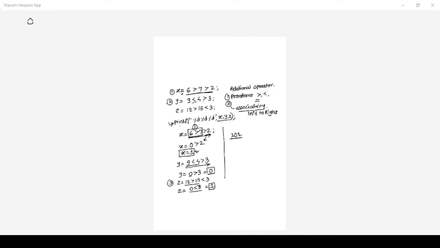So this is our final output, like 101. Okay, after that, let's consider another example. Suppose the declaration is int x is equal to 8, y is equal to 2, and suppose only z is there. So z has not been assigned any value.